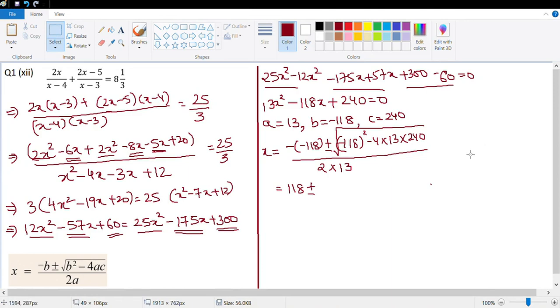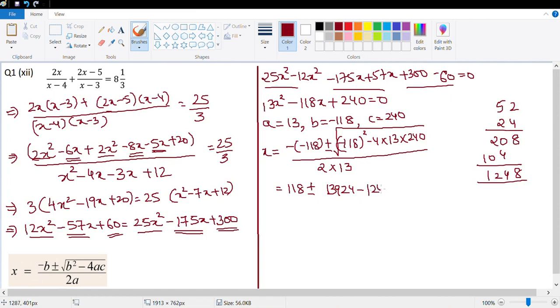So this is 13924 minus 4 into 13, that's 52. So 52 into 240, right? 4 into 2, 8, 4 into 5, 20, 2 into 2, 4, 2 into 5, 10. That's 12480. So this is minus 12480. Yes, that's correct, upon 26.